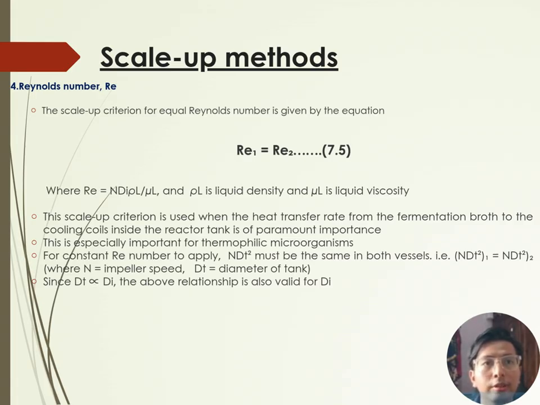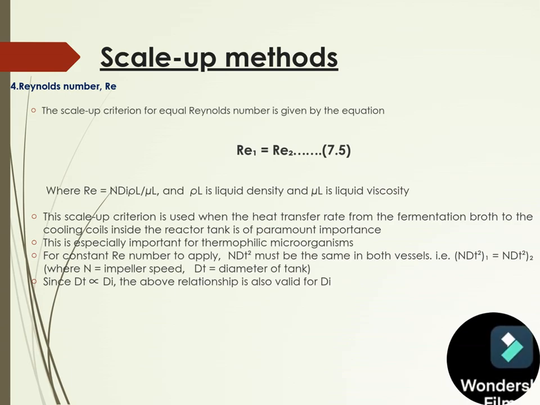Lastly, we consider the Reynolds number. This is our go-to method when heat transfer is the biggest priority. Large-scale fermentations are highly exothermic. They generate a lot of heat. By keeping the Reynolds number constant, we ensure the flow patterns and turbulence are optimized for heat removal through the cooling jacket, preventing the bioreactor from overheating.